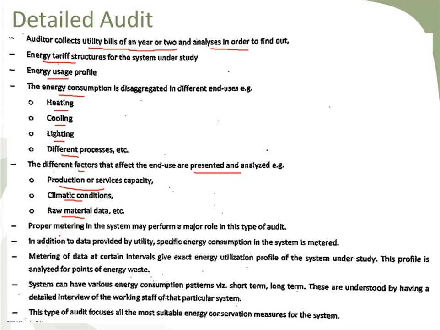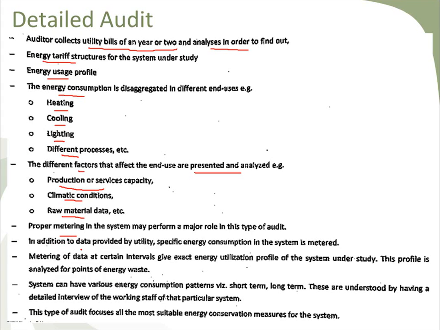And proper metering in the system may play a major role in this type of audit. If proper metering is done, then the energy auditor gets the data for a particular system in an organized manner, and hence it reduces the cumbersome, tedious, complex work of the energy auditor to collect each and every data, and this audit will get detailed information at a feasible cost.